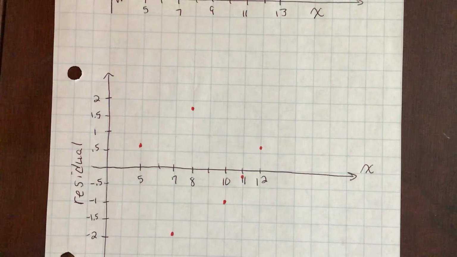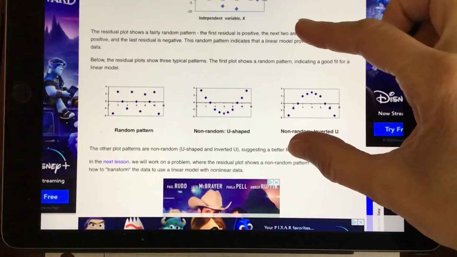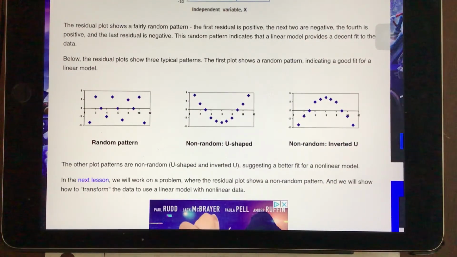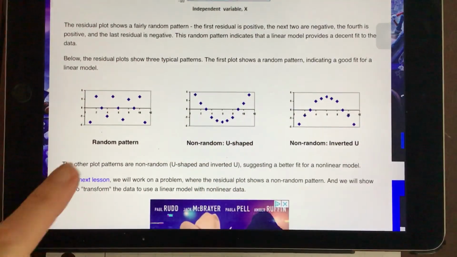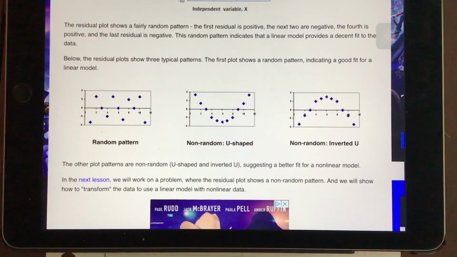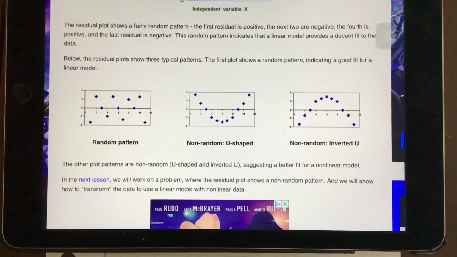I want to share some examples of residual graphs that represent a pattern that's not so random. This is from a website that I wanted to share with you. I'll probably look for the link and share that with you too, so that you can look at it if you would like. If you notice, here's this random pattern. That is a residual plot that is telling us it is definitely a linear regression. These, not so much. They're going to be a different shape.